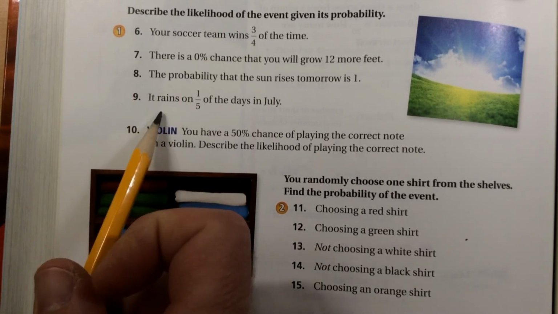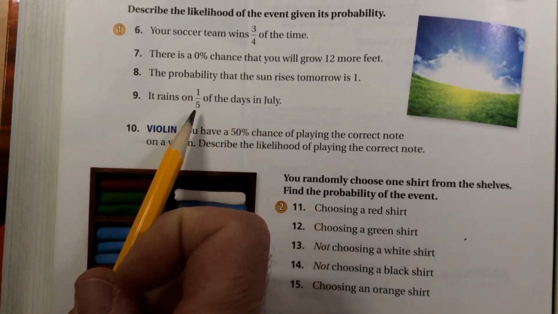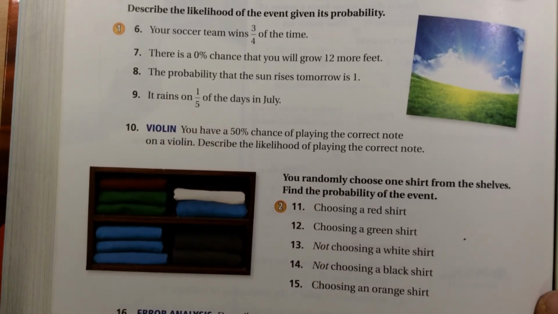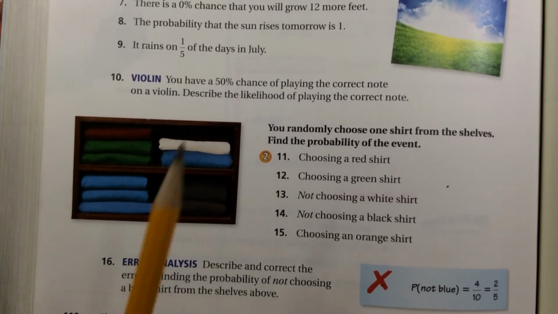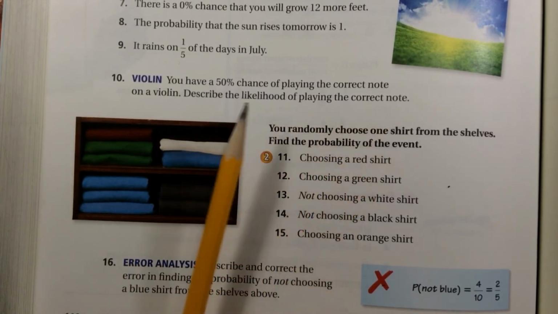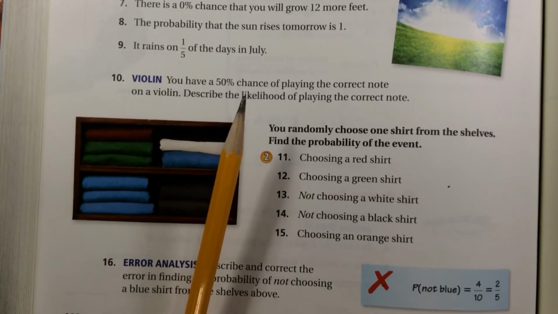Number 9, it rains on 1 out of 5, or 1/5, of the days in July. Unlikely. That's less than 1/2 of the time. Number 10, violin. You have a 50% chance of playing the correct note on a violin. Describe the likelihood of playing the correct note. Well, 50% means it's equally likely.